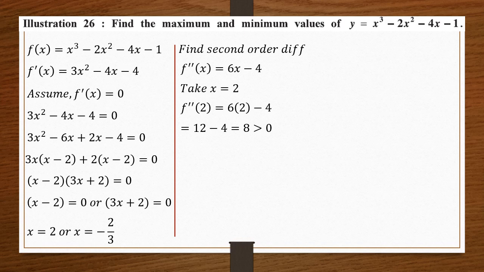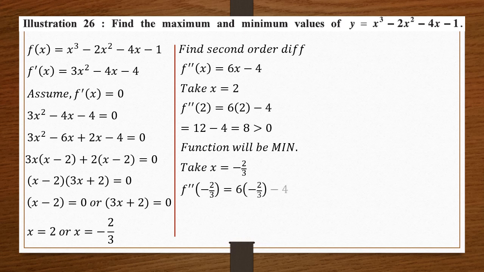Now when the second order derivative is greater than 0, the function is minimum. So function will be minimum. Next I will take x as negative 2 upon 3. I will put that negative 2 upon 3 into my second order derivative to get 6 into negative 2 upon 3 minus 4. Okay, so that will be negative 4 minus 4, which is equal to negative 8, which is less than 0. And when second order derivative is less than 0, it becomes maximum. So function will be max.